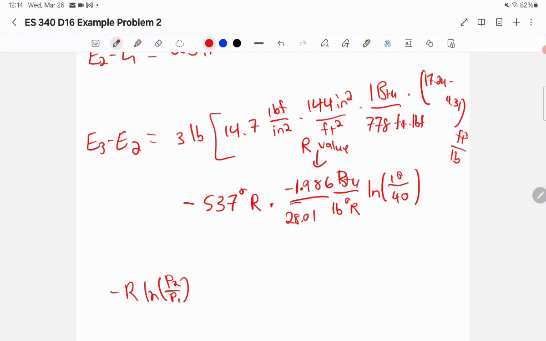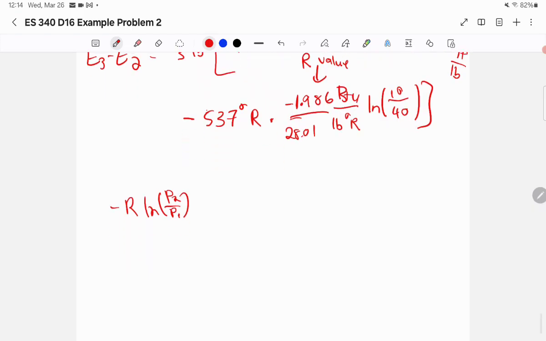As long as the pressures are in the same units, I'm safe here. I can just ignore the units, and they should be unitless inside of the natural log. So what that leads me to is E3 minus E2 is equal to minus 52.8 BTU.